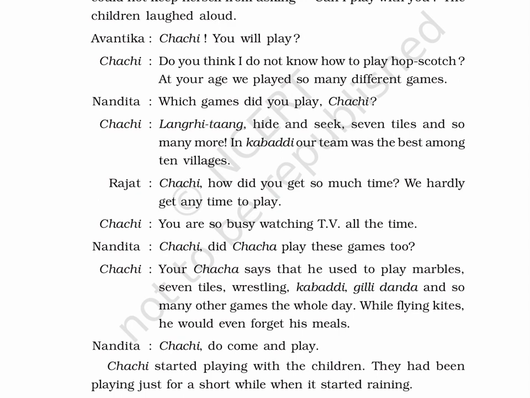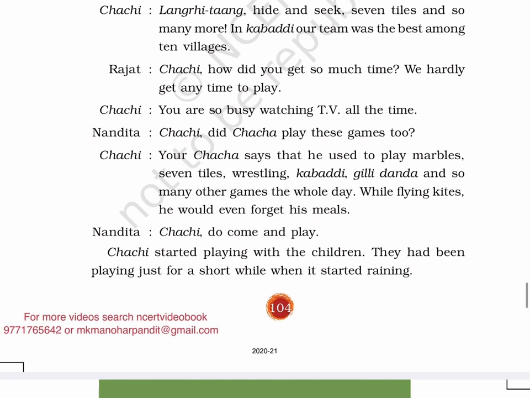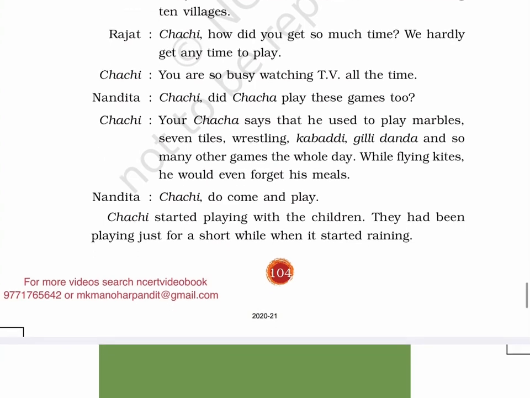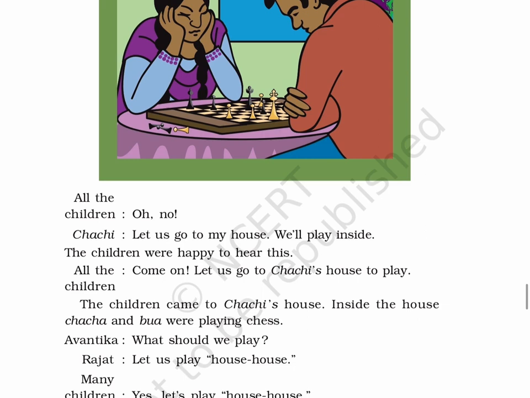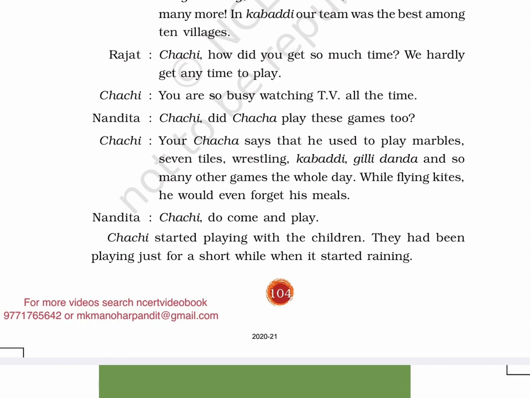Rajat: Chachi, how did you get so much time? We hardly get any time to play. Chachi: You're so busy watching TV all the time. Nandita: Chachi, did Chacha play these games too? Chachi: Your Chacha says that he used to play marbles, 7 tiles, wrestling, kabaddi, gilli danda and so many other games the whole day. While flying kites, he would even forget his meals. Nandita: Chachi, do come and play.